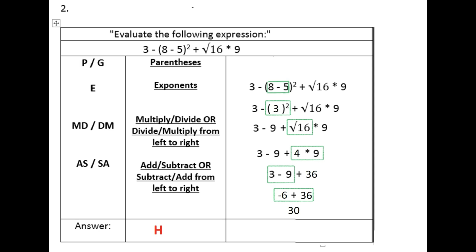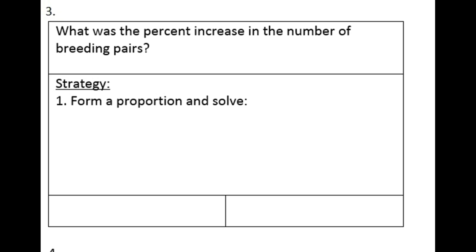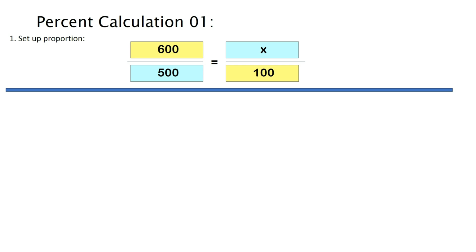All right, now we can move on to number 3. Number 3 looks at the percent increase. And anytime you look at percent increase, you know you're talking about a proportion. So let's go ahead and form that proportion. All right, so we have 600 over 500 equals x divided by 100. And of course, you cross multiply.